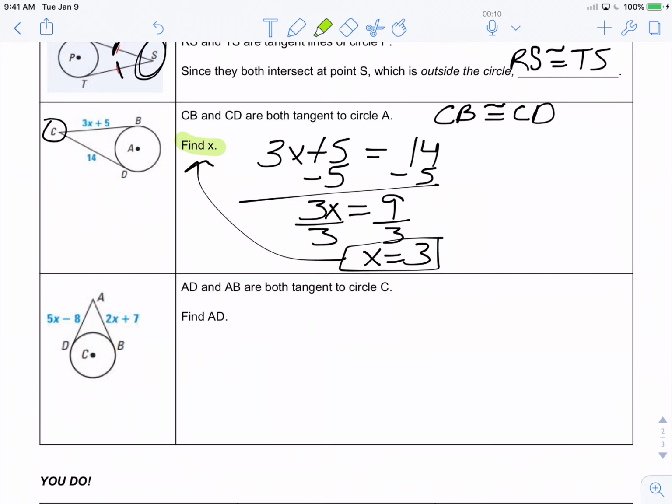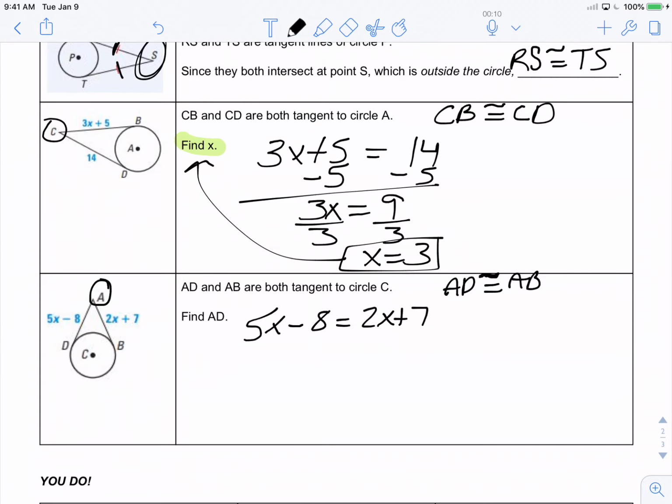Again, AD and AB are both tangent to circle C. They're tangent lines. They intersect at a point outside. So I know that AD has got to be congruent to AB. If that's true, then 5X minus 8 has to equal 2X plus 7.